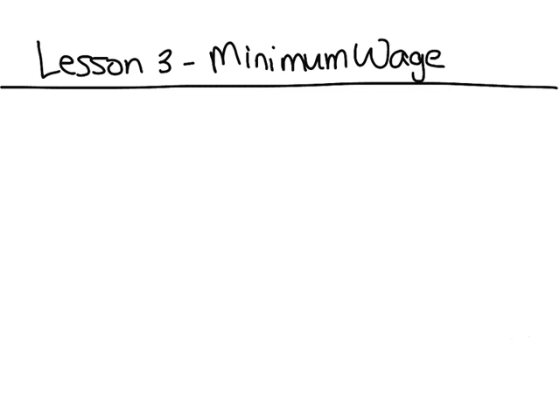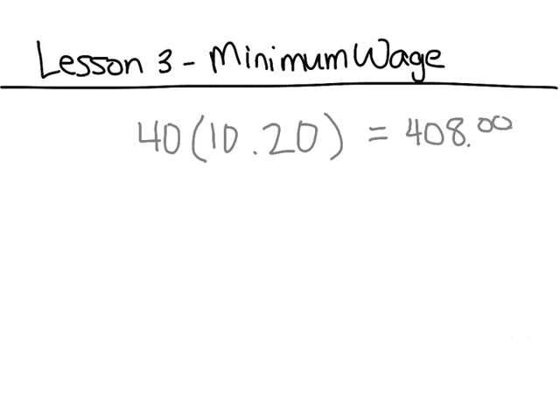If he works for 40 hours, how much would he earn? So we'll take 40 hours, and we're going to multiply it by minimum wage in Saskatchewan, which is $10.20, and you'll get $408. So that is how much he made for 40 hours.